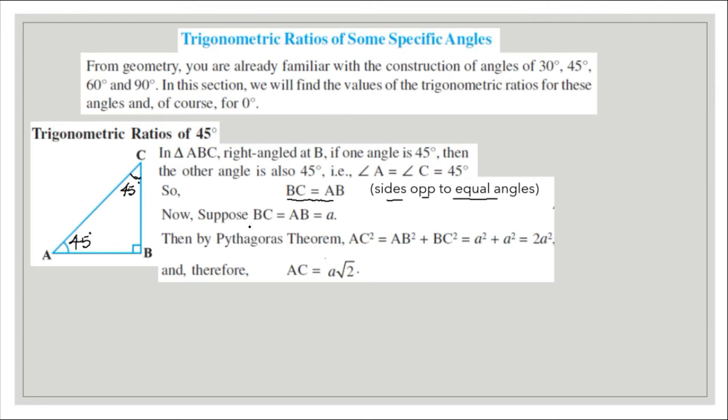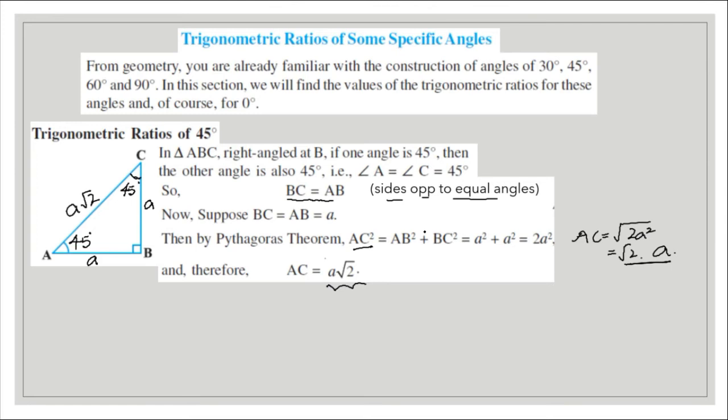Suppose I mention the side BC to be A units, the side AB also will be A units. In that case, using Pythagoras theorem, we can find the length of AC, and it turns out to be A root 2, because A square plus A square is 2A square, which is AC square. So AC will be root of 2A square. It is nothing but root 2 multiplied to A, mentioned as A times root 2.